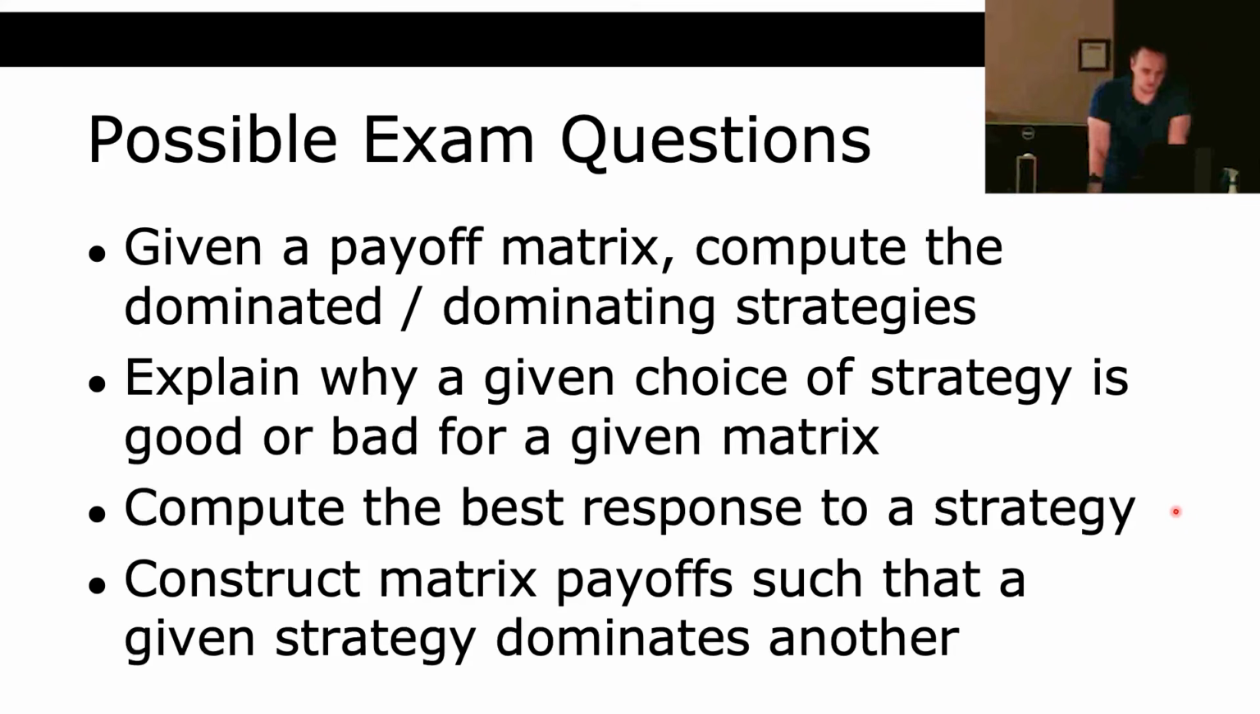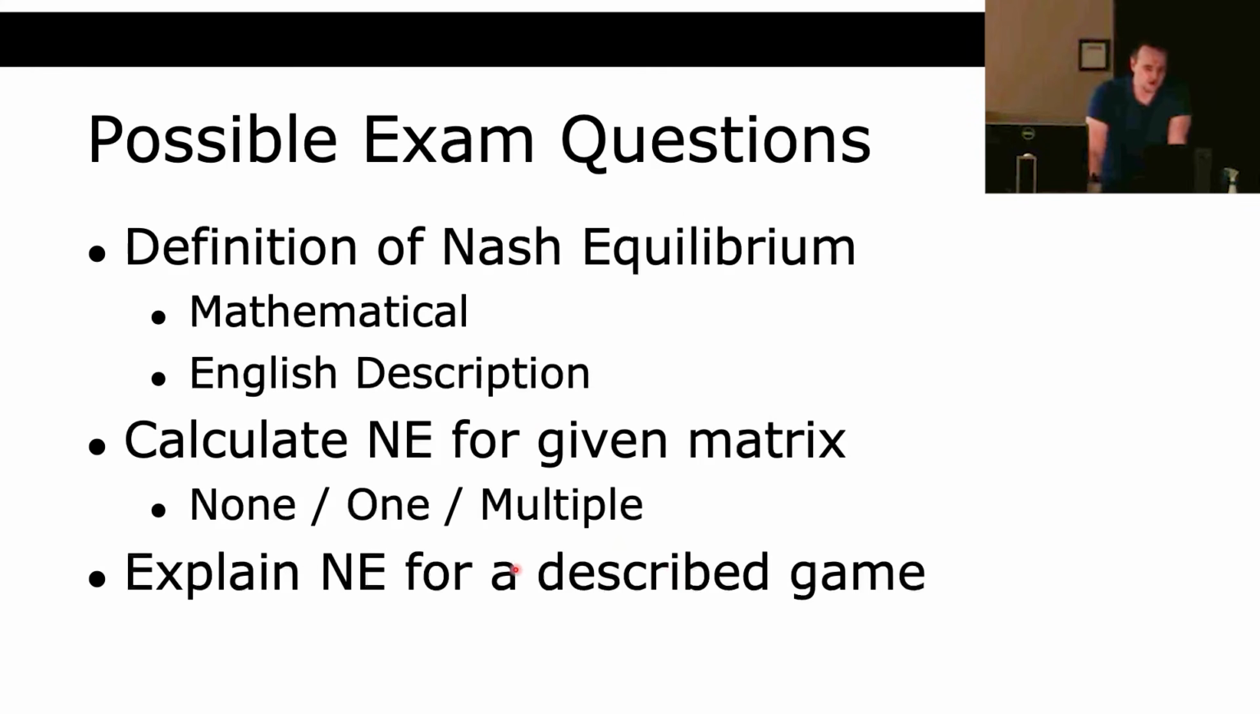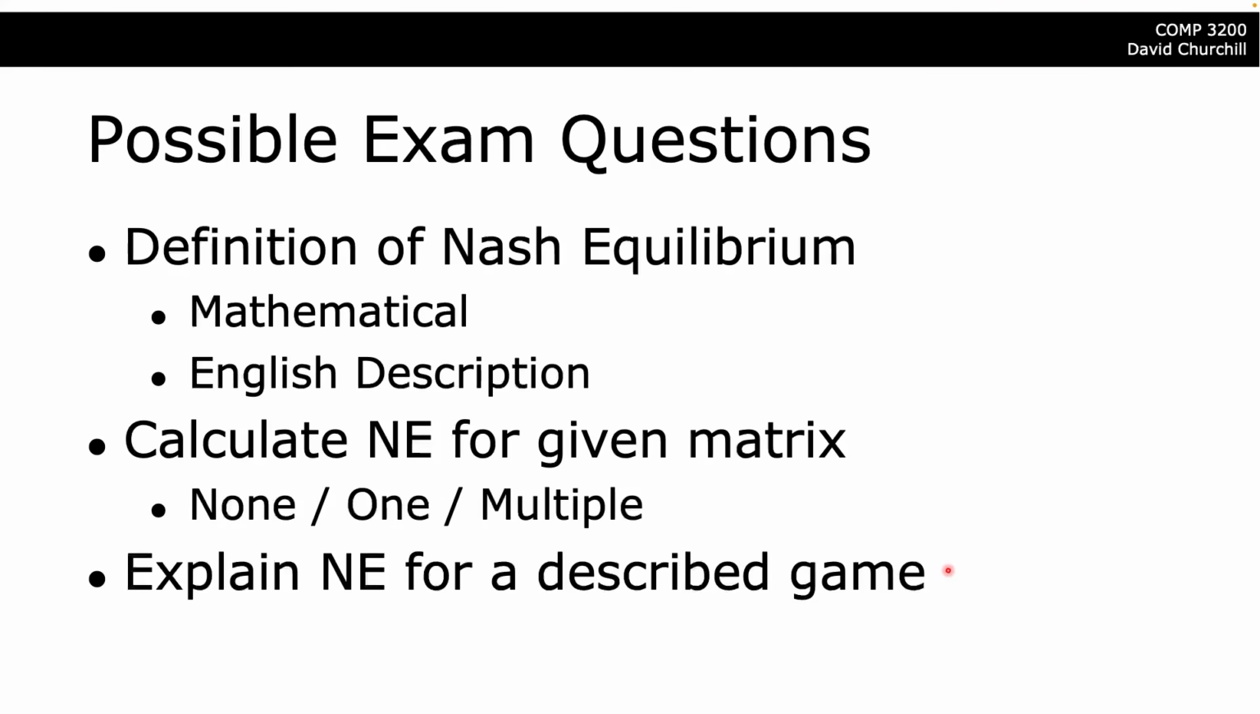Compute the best response to a given strategy. Construct a matrix such that one strategy dominates another strategy. I think that's an interesting question. I'll give you a blank matrix, get you to put some numbers in. Definition of Nash Equilibrium, both the mathematical definition and the English sort of descriptive definition. Also, calculate the Nash Equilibrium for a matrix, and there may be none, one, or multiple Nash Equilibria, or I will describe a game to you, and you give me the Nash Equilibrium for that game.